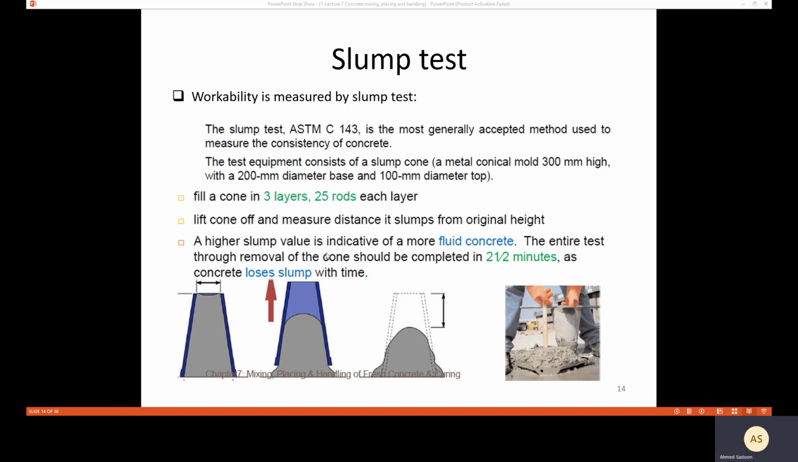A higher slump value is indicative of more fluid concrete. When the value of the slump is high, that means the workability is high. That means the concrete is more fluid. The entire test through removal of the cone should be completed in 2.5 minutes because the concrete loses slump with time. So within 2 minutes, we should finish the test.